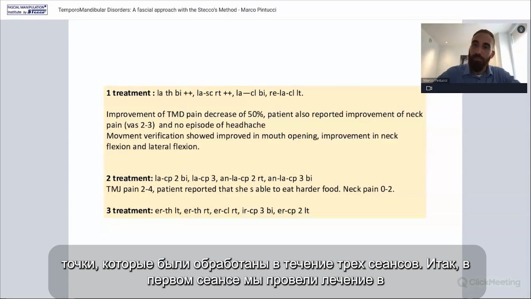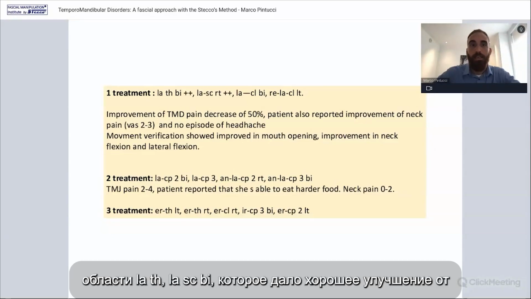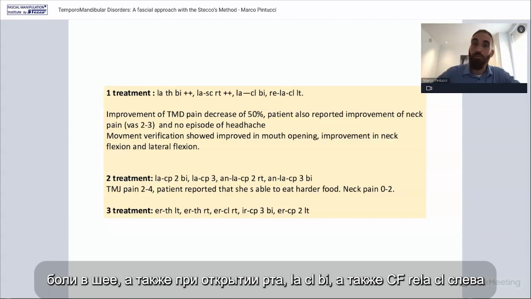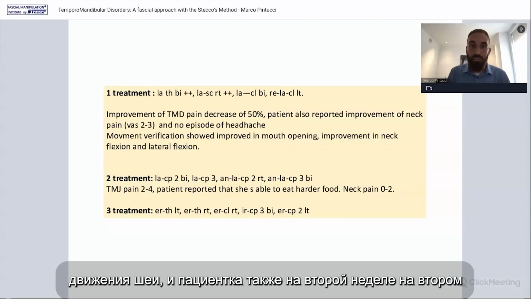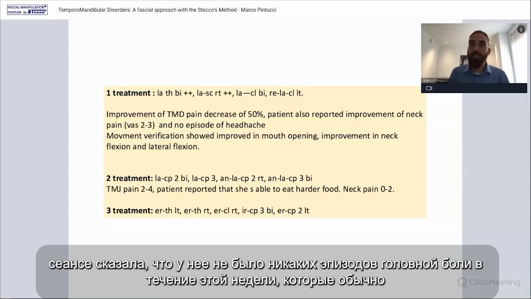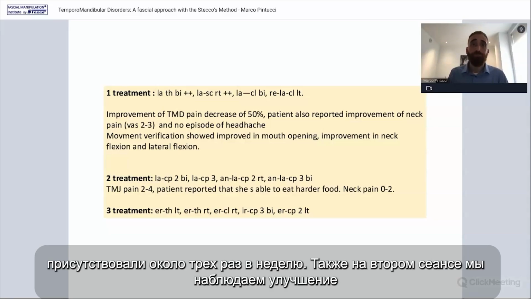So in the first session, we started treatment from the area of lateral thorax, bilateral, lateral scapula on the right, which gave a good improvement for neck pain, also for the opening of the mouth, lateral collo bilateral, and also the CF of retrolateral collo on the left. In the first session, we had a decrease of around 50% of the pain, and also improvement of the movement of the neck. And in the second week, at the second session, the patient said that she didn't have any episode of headache during that week, which usually was present around 3 times a week.